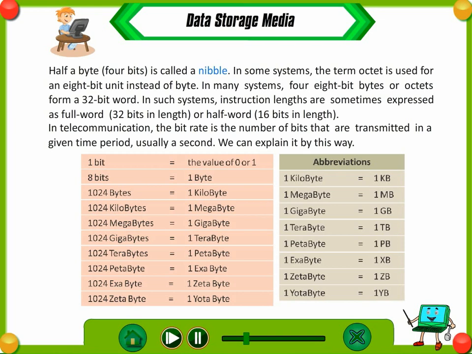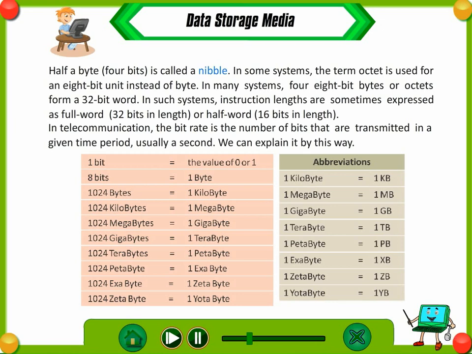1024 bytes is equal to 1 kilobyte. 1024 kilobytes is equal to 1 megabyte. 1024 megabytes is equal to 1 gigabyte. 1024 gigabytes is equal to 1 terabyte. 1024 terabytes is equal to 1 petabyte.